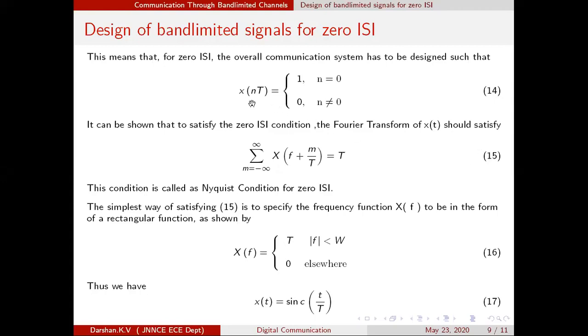In other words, what is the choice of x of t? What value can I give for x of t? How does x of t look? Or what should the function be so that I get 0 ISI? That we are going to see in the next class.